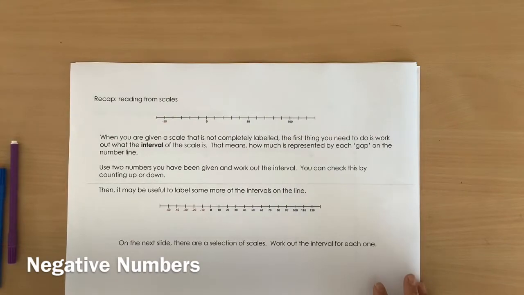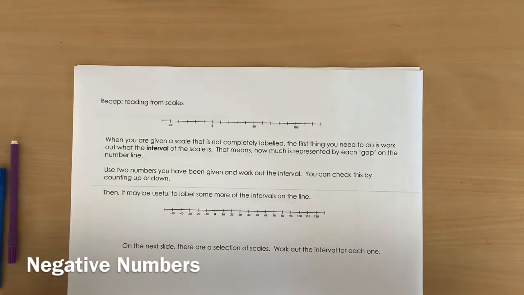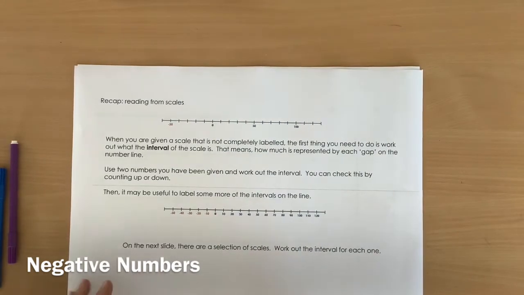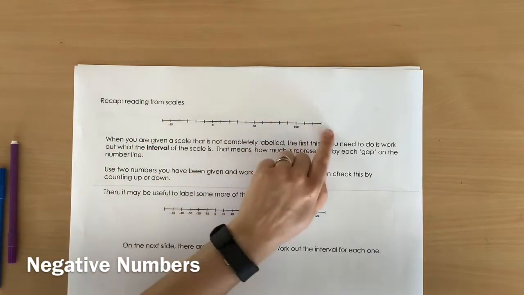Okay, it's really important when you're working out negative numbers that you can read from a scale. So this is a complete recap here. I'm just going to talk to you about how we read from scales and what we work out. You can pause, of course, at any time to have a look closely at what I've written. But basically, when you're given a scale, quite often, not every interval is labelled.